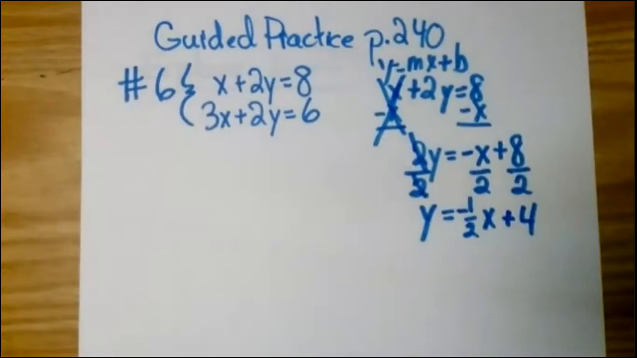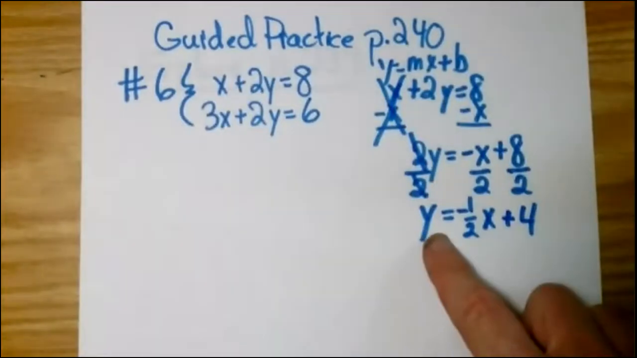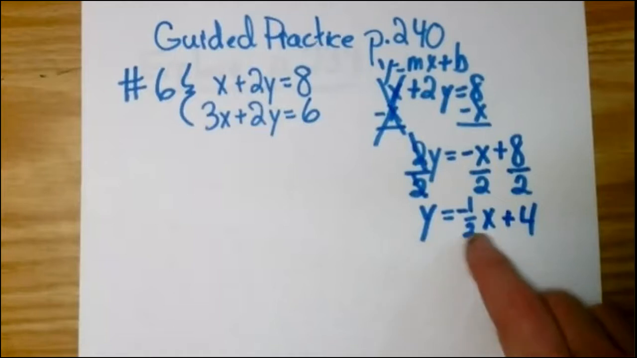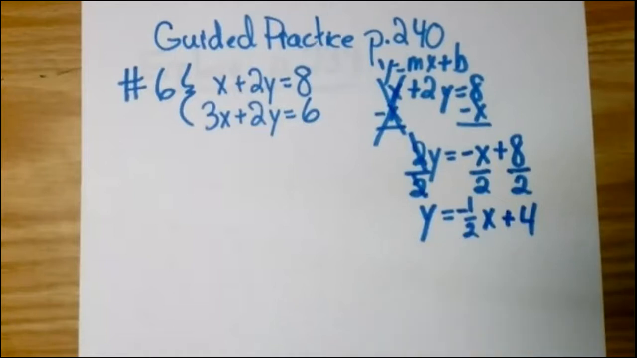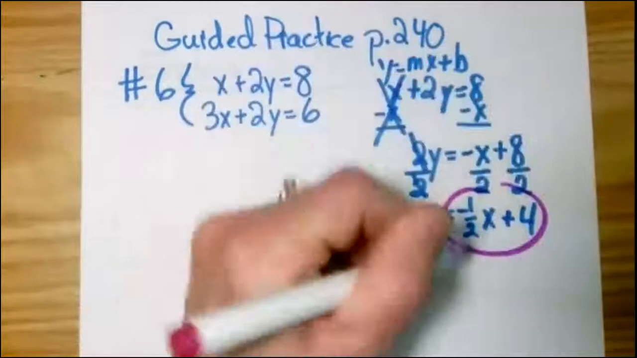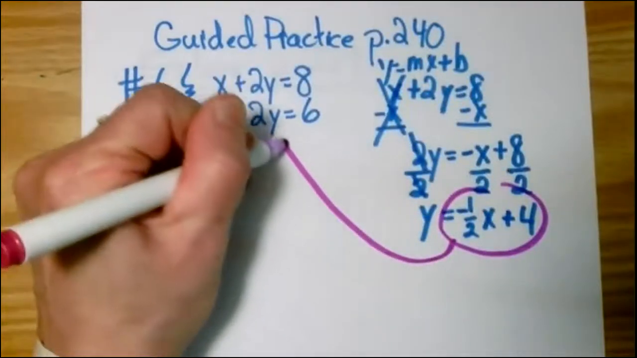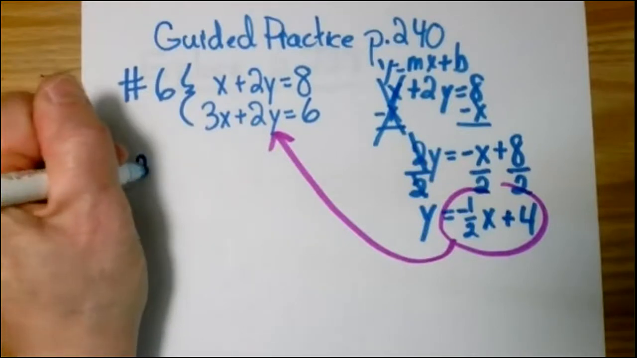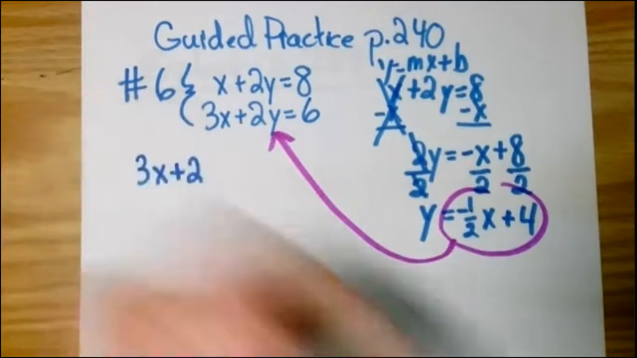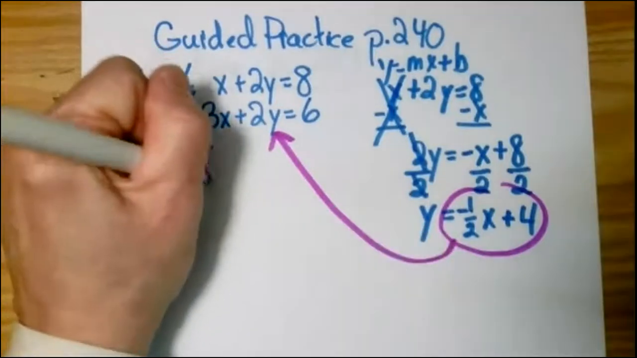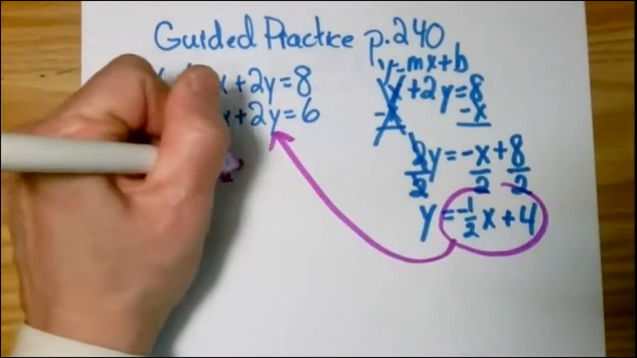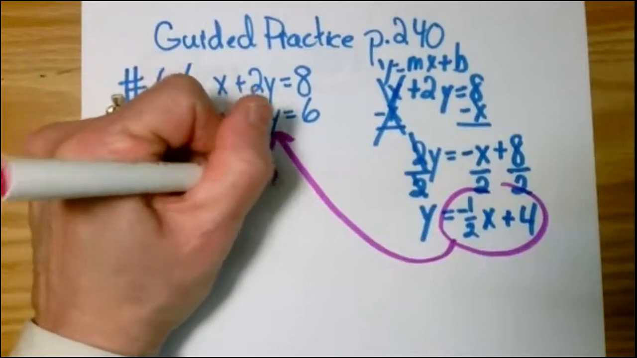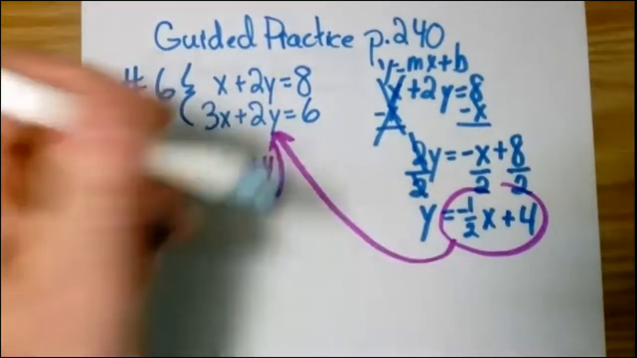Okay, so now I'm going to use substitution. I'm going to take this y and plug it into this whole expression, into my other equation for y. So if I do that, I'm going to get 3x plus 2 times negative 1/2 x plus 4 equals 6.